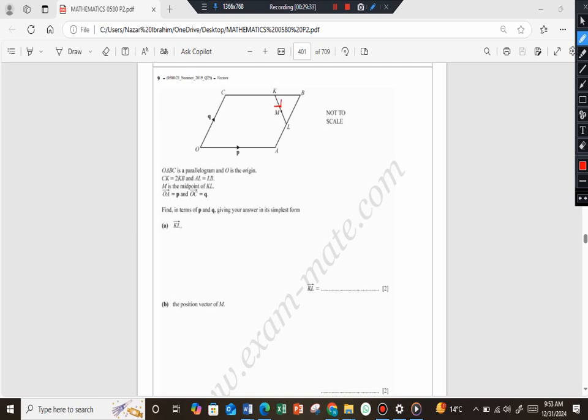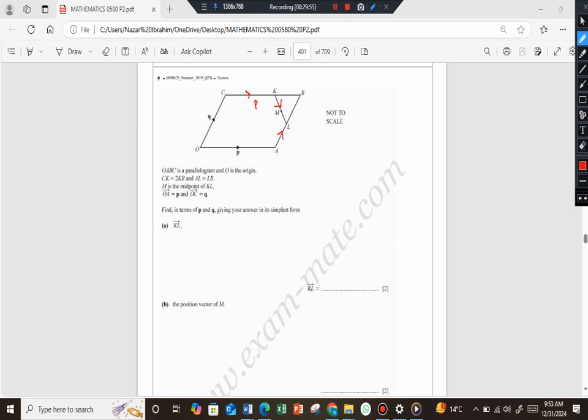KL, right? To find out KL, what we need to know are these vectors. We know OC. We need to find out CK, and we need to find out AL. So first, CB is the parallel side of OA, so in total it is equal to P.